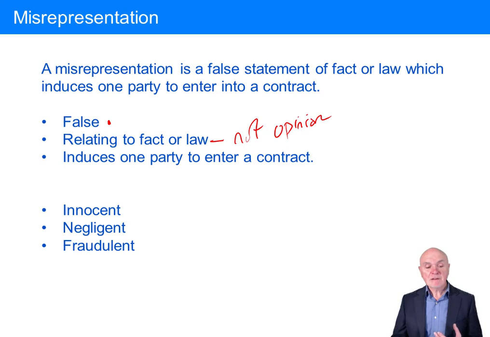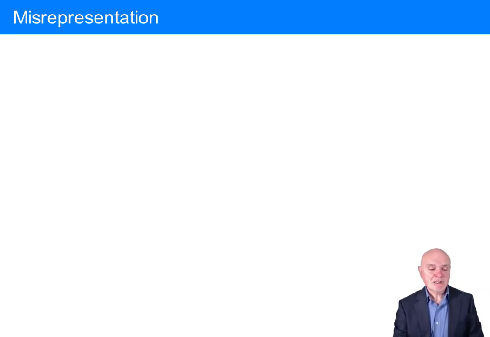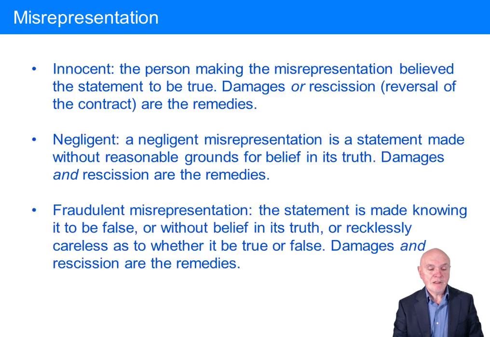Misrepresentation can be innocent, it can be negligent, or it can be fraudulent. So misrepresentation, we know, can be innocent, negligent, or fraudulent. What are the remedies available for this? What can the person who has been hurt by this misrepresentation do? And first of all, innocent misrepresentation.